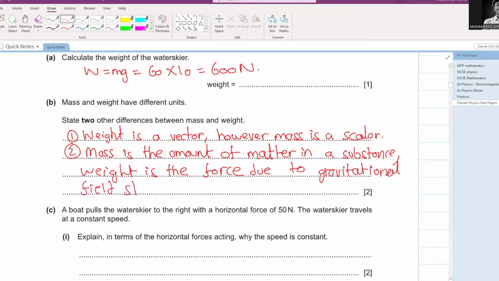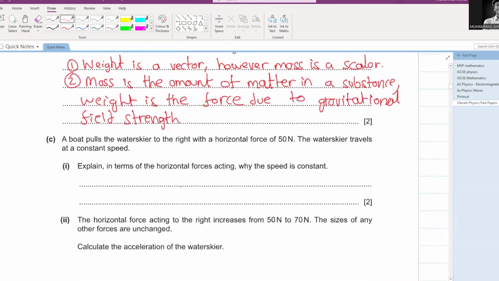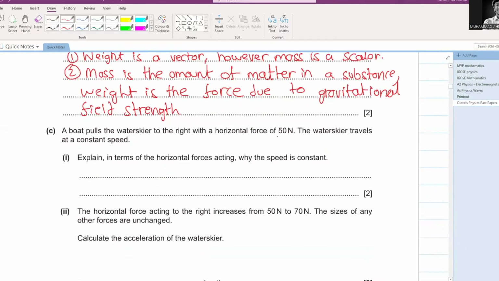Let's move on to the next question. A boat pulls the water skier to the right with a horizontal force of 50 Newton. The water skier travels at constant speed. Explain in terms of the horizontal forces acting why the speed is constant. Beta, when is the speed constant? When the resultant force is zero. When will the resultant force be zero, beta?